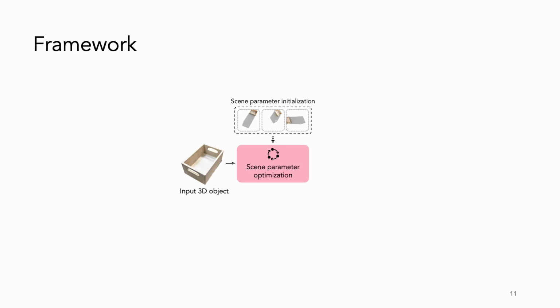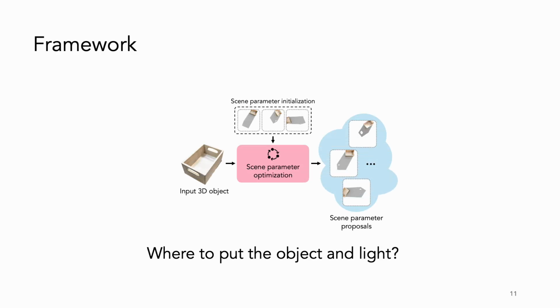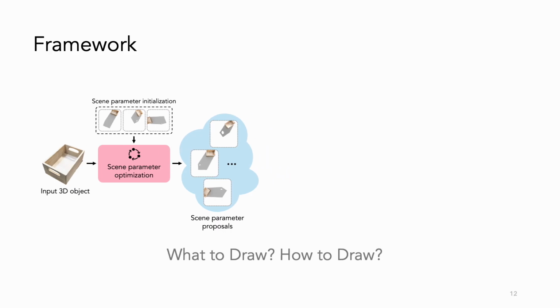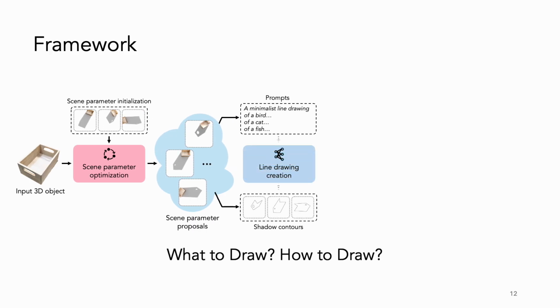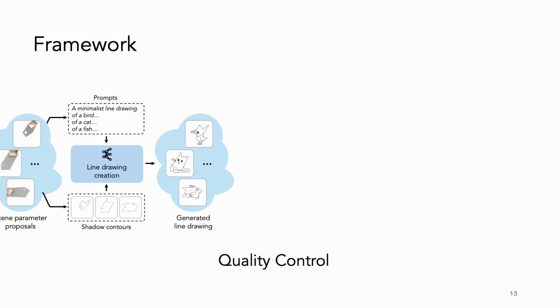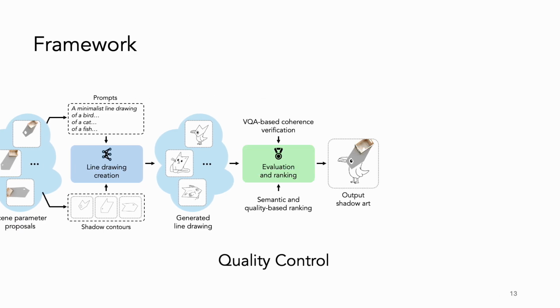So now let's dive into the framework that makes all of this happen. Our framework consists of three components. In the first component, we select positions to place the object in the light. In the second component, we decide what to draw and how to draw. In the last component, we do a quality control where we filter out the bad results and surface the good ones. And now let's go through these components one by one.